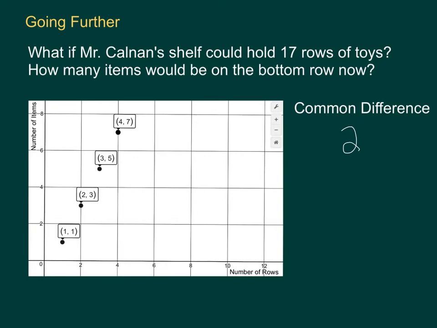Now, it's possible to have a common difference that's negative, in which case it would result in us decreasing each time. But in this case, we're going up each time, so we're increasing. We have a positive common difference.